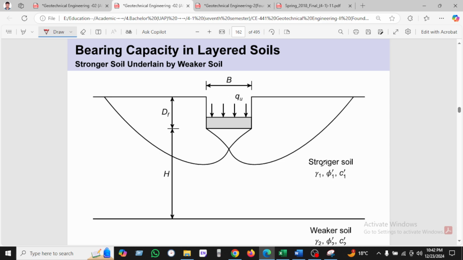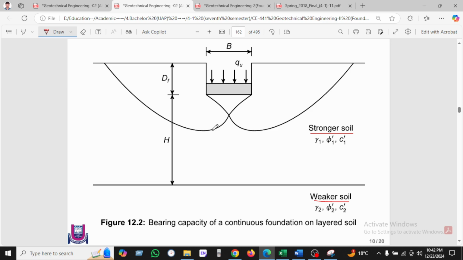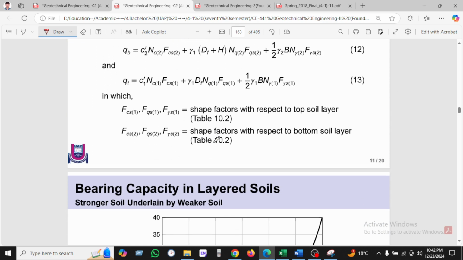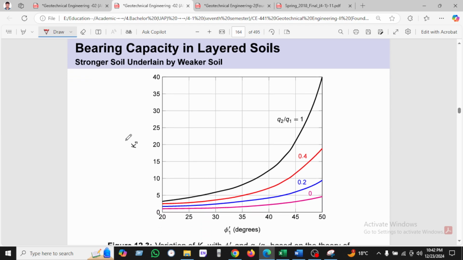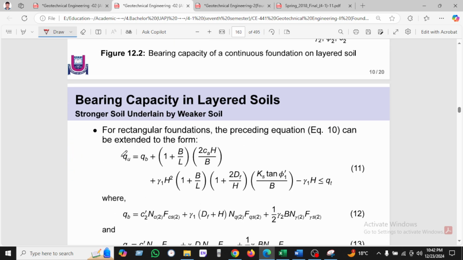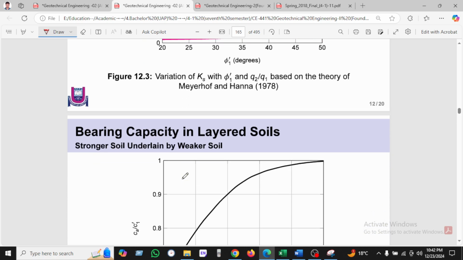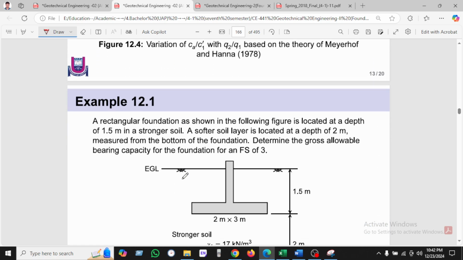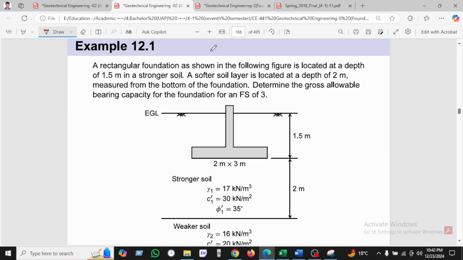This is another graph. You can see the stronger soil and there is a weaker soil, and this is the failure zone at the bottom of the footing. So stronger soil and ultimate bearing capacity here is the case. And this is another method, but we will not use this method today. Okay, so let's see the example.